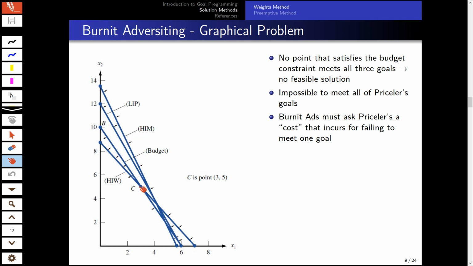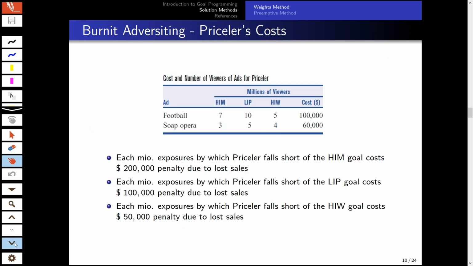So this would be fine here at the cross point, but with respect to the other people that we want to reach, there is no solution space. So we need to introduce the flexibility that we can do with goal programming. Here is the table where we find the coefficients for x1 and x2, and also with respect to the constraints that we have seen. And now the Burnett company is asking its customer how much it will hurt him to give up some of the goals.